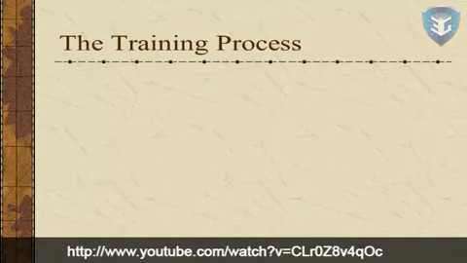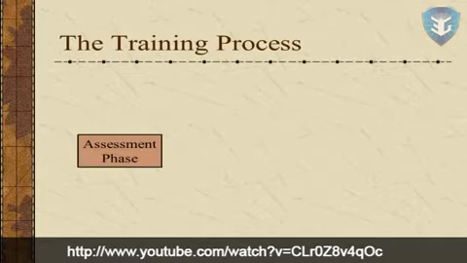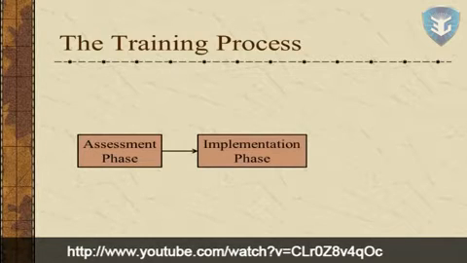Before getting into needs assessment, let's step back and look at the training as a three-phase process. In the first phase, the assessment phase, we take stock of what our organization's needs are that might be met through training. This will be the focus of the rest of the video. After we've determined our needs, we then move on to the implementation phase. Here, we develop our training program or possibly choose a pre-existing one depending on our needs, and we actually deliver the training.